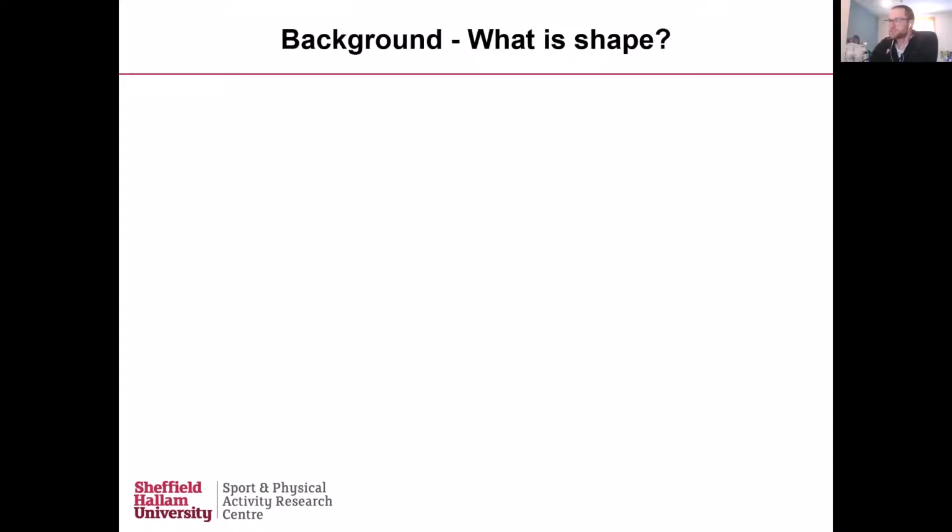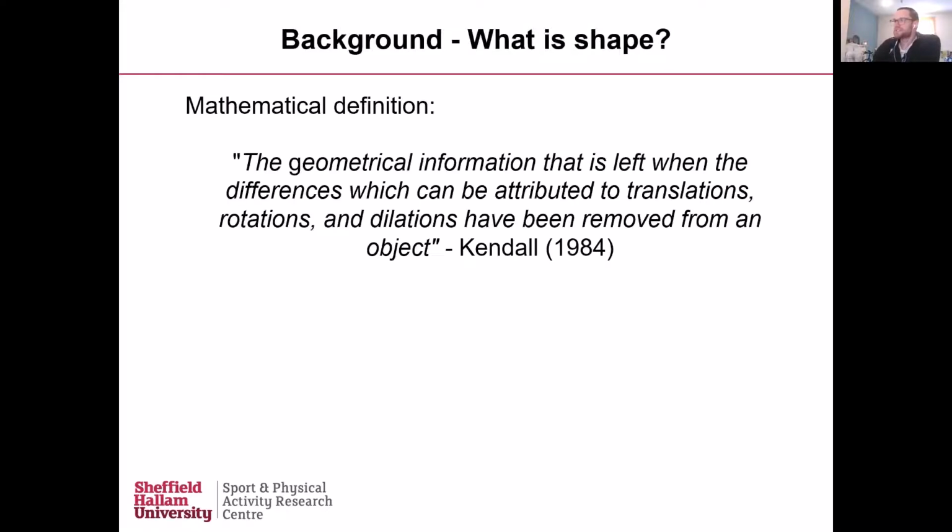So you've heard me refer to shape a lot of times already in this presentation, so I think it makes sense to define what shape is. So the mathematical definition is the geometric information that's left when differences attributable to translations, rotations, dilations have been removed from an object. So in plain English, that's location, rotation, and scale. So once those have been removed, you're then analyzing pure shape.